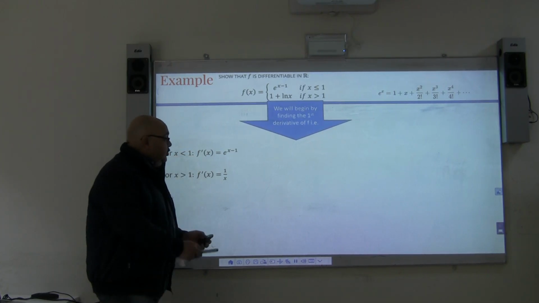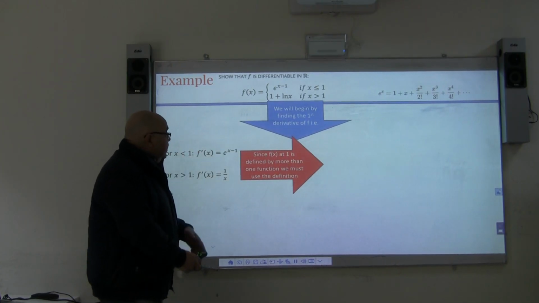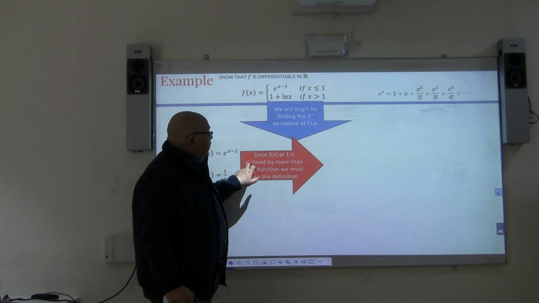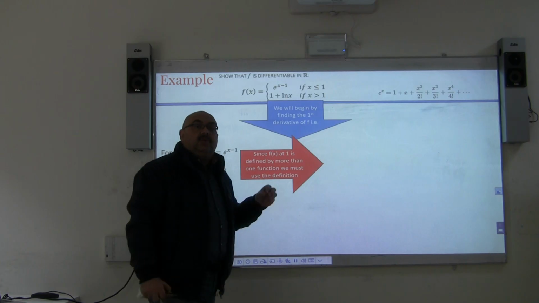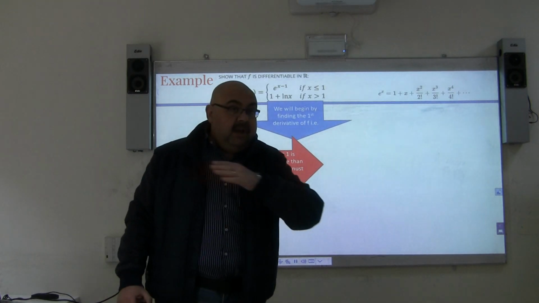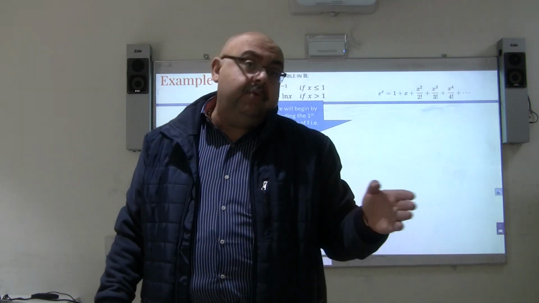After getting those derivatives, remark that since f of x at 1 is defined by more than one function, we must use the definition, because we can't simply differentiate this function there. In general, it is defined on more than one domain.